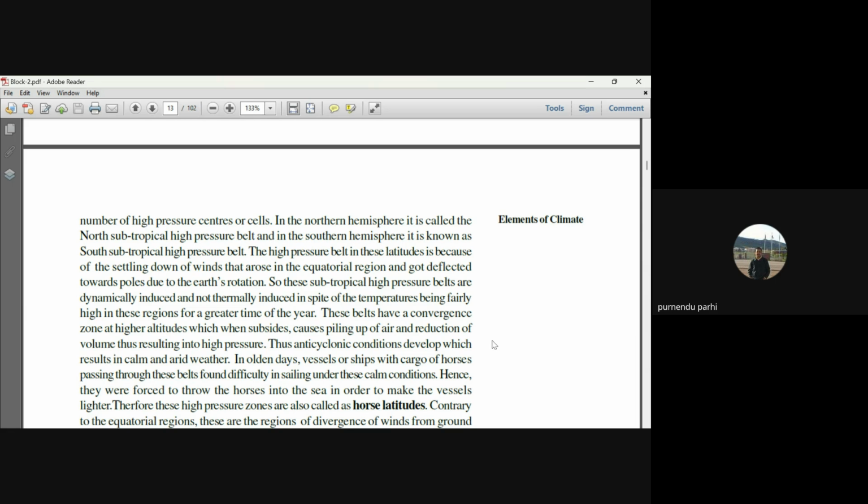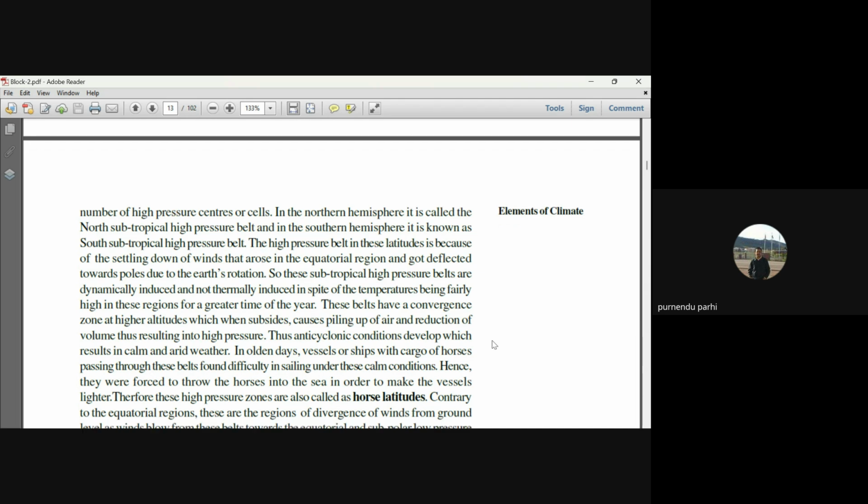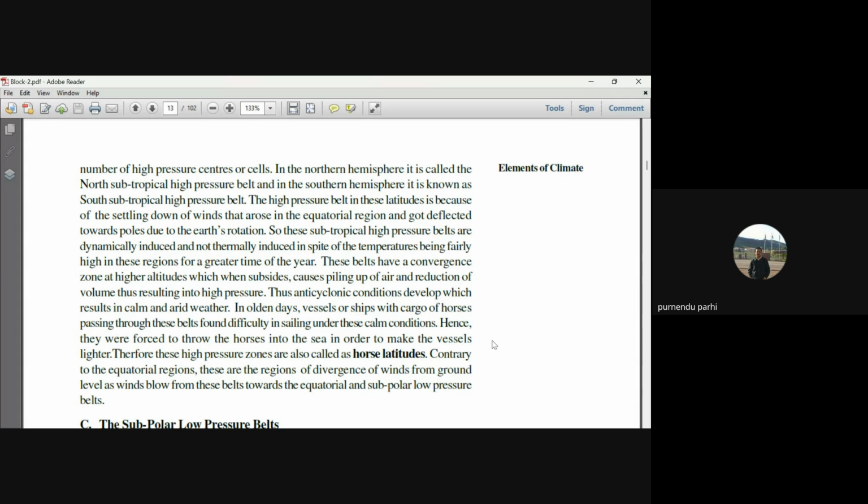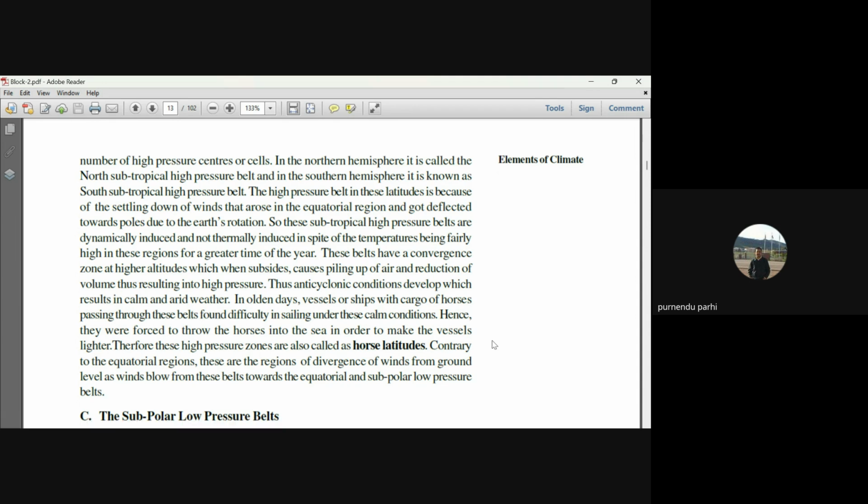In older days, vessels or ships with cargo of horses passing through these belts found difficulty in sailing under this calm condition. Hence, they were forced to throw the horses into the sea in order to make the vessels lighter. Therefore, these high pressure zones are also called horse latitudes. Contrary to the equatorial region, these are regions of divergence of wind from ground level, as winds blow from this belt towards the equatorial and subpolar low pressure belts.